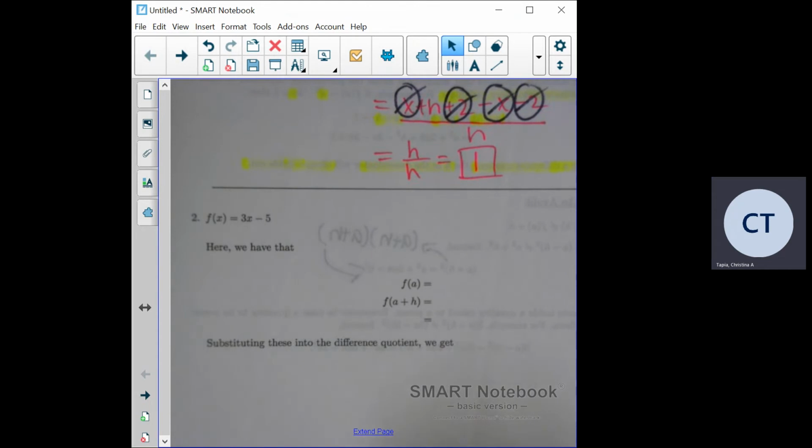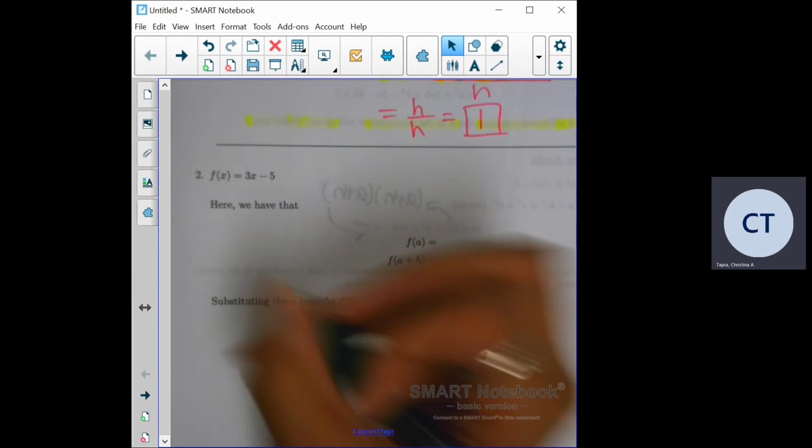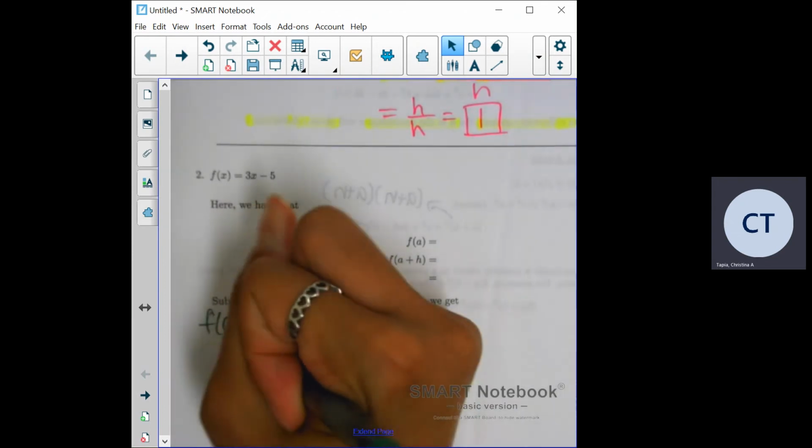All right, let's do the next question. This one is asking for us to use f of a and f of a plus h. So let me rewrite the formula that we're going to use.